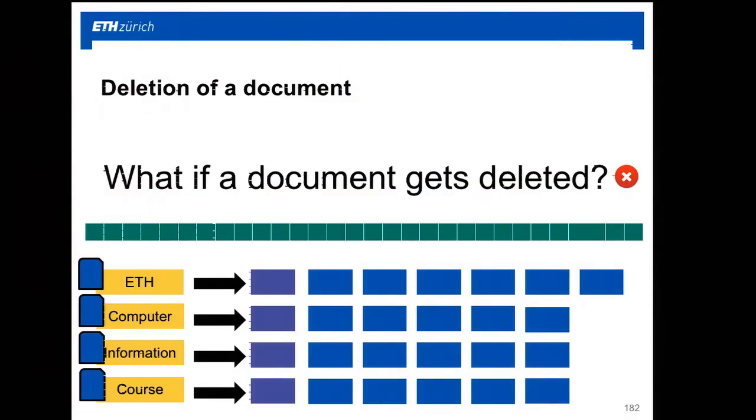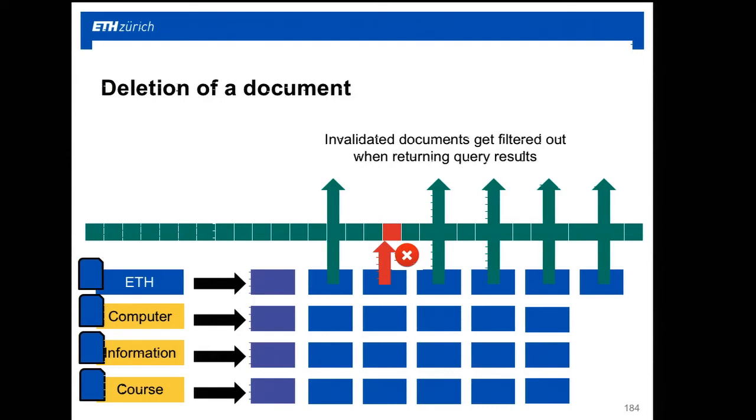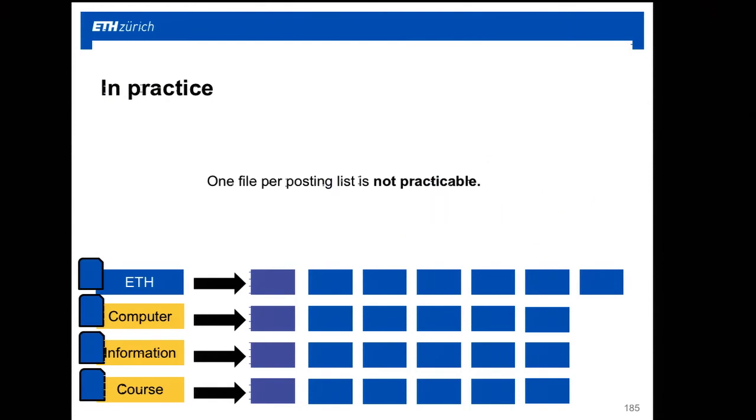We have an invalidation bit vector. If something gets deleted, we just mark it as such in the bit vector. This is indexed by document ID, so very straightforward. And when we have a query, for example, we query for ETH, and we have here the postings that are pairs with ETH and document IDs, and then we check against the invalidation bit vector like this, and we filter out anything that got deleted. We only let through the documents that are still marked as non-deleted in the invalidation bit vector. Okay? So this is how we deal with deleted documents.